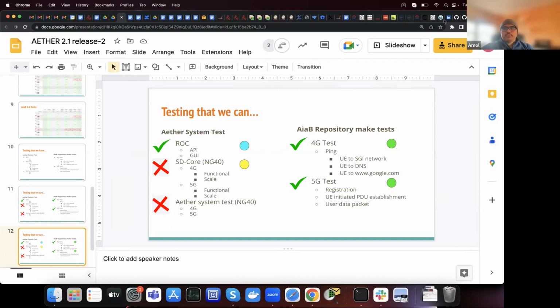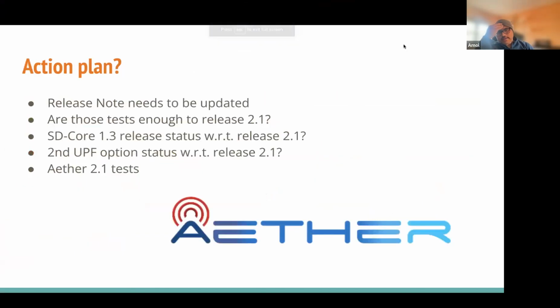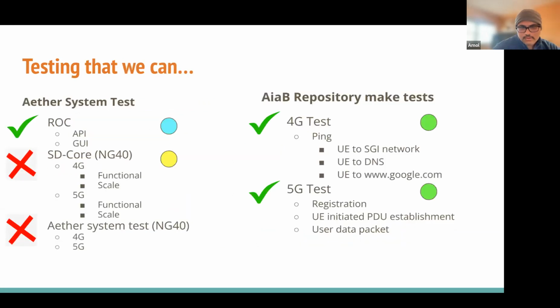Okay. So regarding the action plan, please update the release note that we have to be ready around release 2.1. The basic question that was raised yesterday is: are those tests enough to release 2.1? The tests that we are doing currently, are those enough to release 2.1?